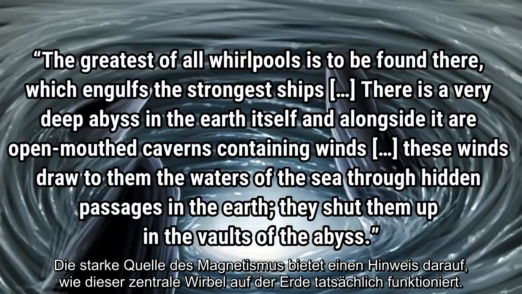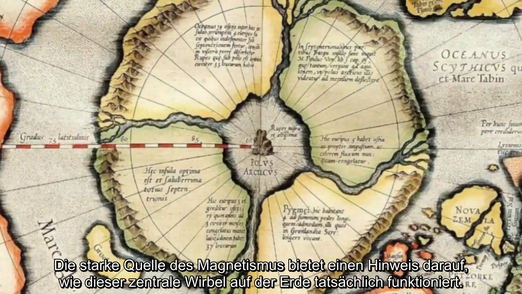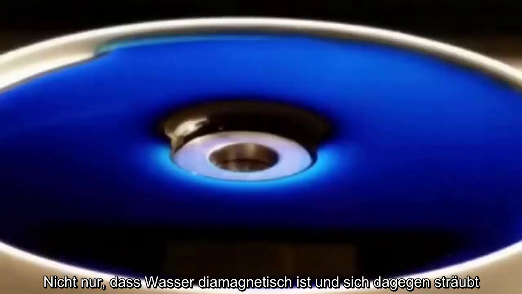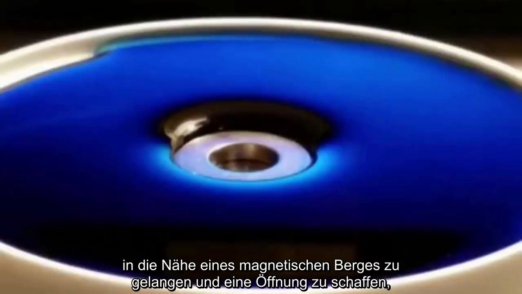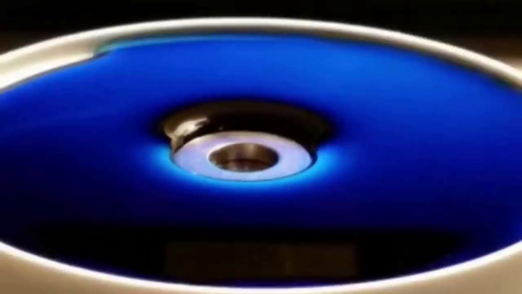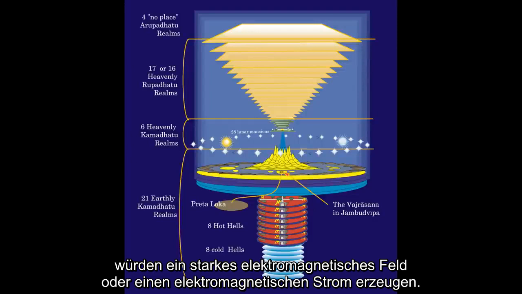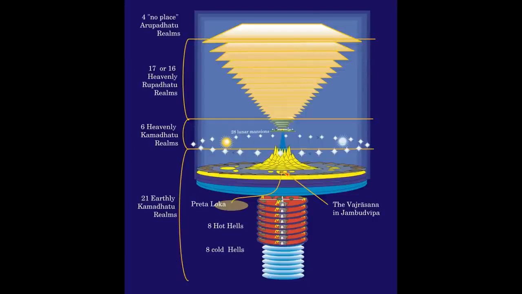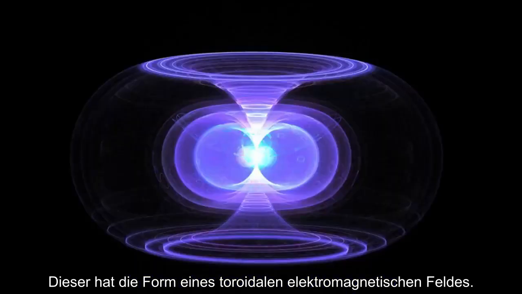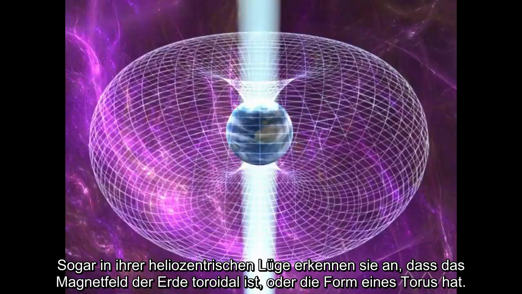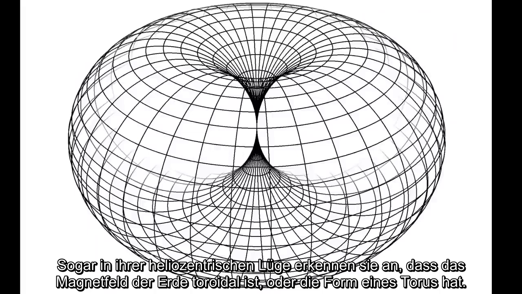The powerful source of magnetism offers some suggestion as to how this central vortex on Earth actually works. Not only is water diamagnetic and will resist gaining proximity to a magnetic mountain, creating an opening, but also a powerful magnetic source and a powerful central axis mundi would generate a strong electromagnetic field or electromagnetic stream. This takes the form of a toroidal electromagnetic field. Even in their heliocentric lie, they acknowledge that the Earth's magnetic field is toroidal, or shaped like a torus.